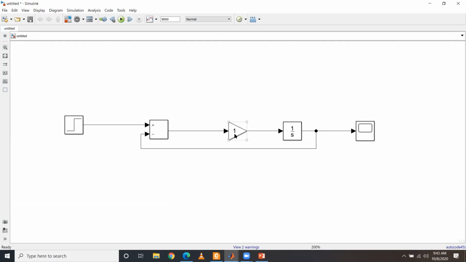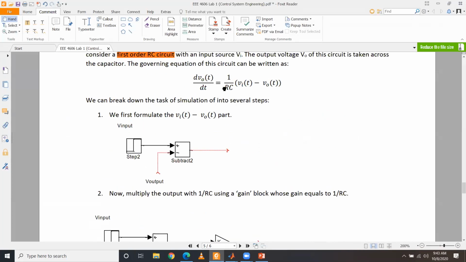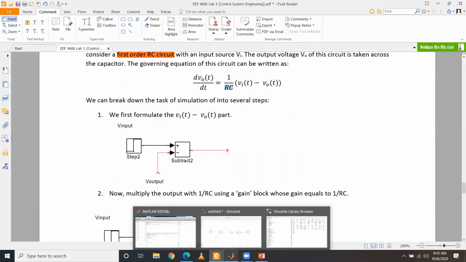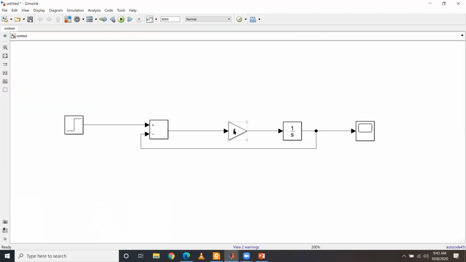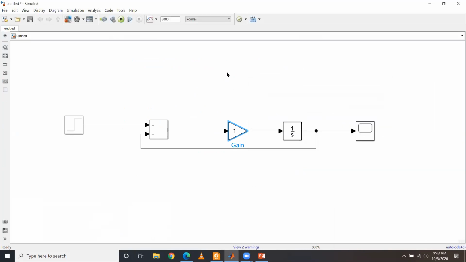Okay, so one thing we have to change, we have to define the gain value. So our gain, what was the gain? 1/RC. So suppose R is 1 and C is 1. Both of them are 1. So our overall gain should be 1/RC, which is 1. If you double click the gain block, keep the gain as 1. Then run the simulation.